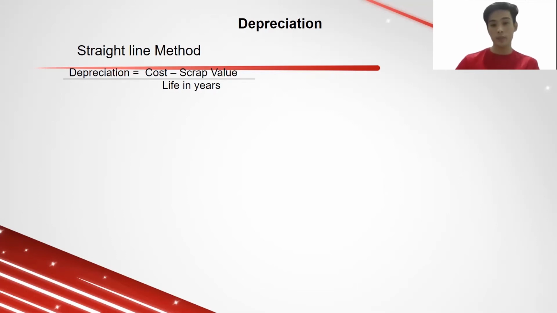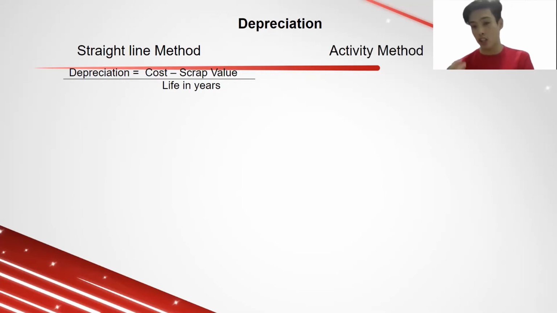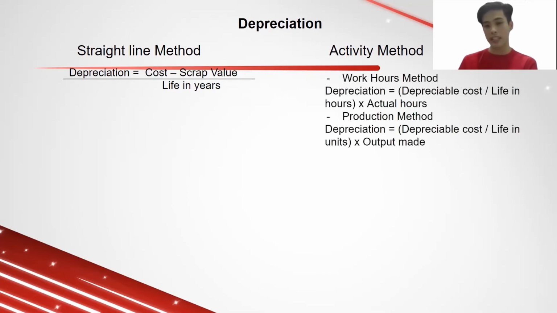Now, the next two methods are under the activity method, which, as the name implies, measures depreciation by its activity or the economic use of a given plant asset. The first is the work hours method, derived by depreciable cost, which is a shortcut way of saying the cost already deducted by the scrap value, divided by life in hours, multiplied by the actual hours. The other method, the production method, is pretty much the same. You just switch out the estimated life in hours and actual hours with the estimated life in units and the actual outputs or units made, hence the name production method.